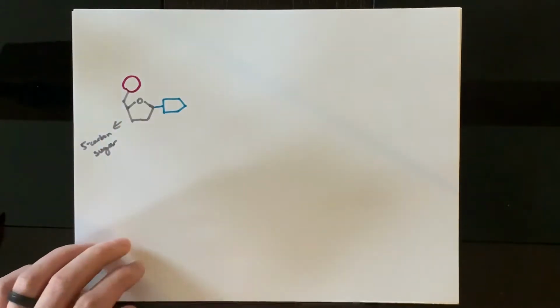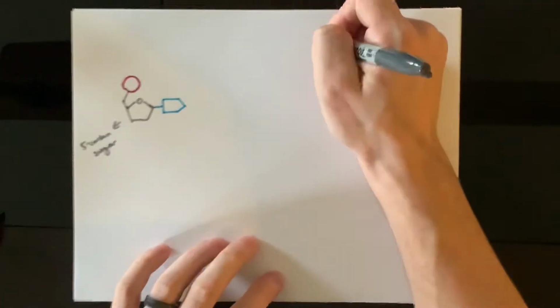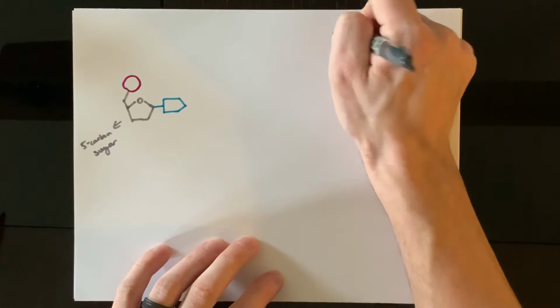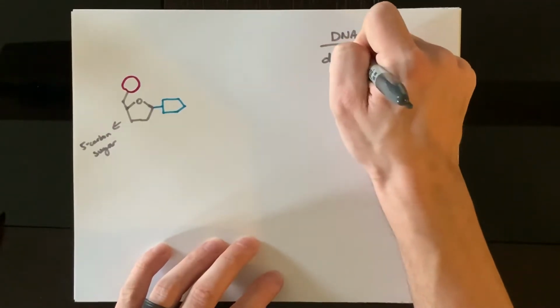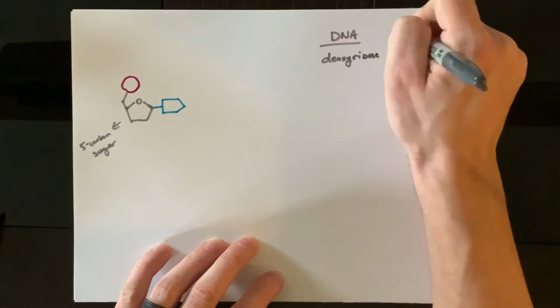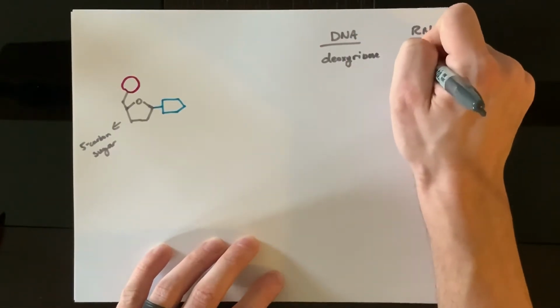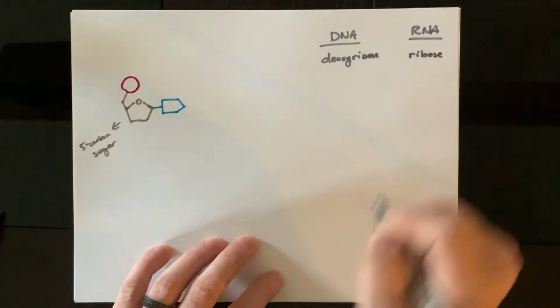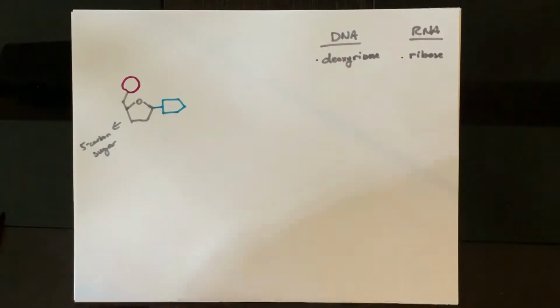Now for DNA, our 5-carbon sugar is going to be deoxyribose. Okay, so for DNA, it's deoxyribose. For RNA, that 5-carbon sugar is ribose instead. All right, so that's one difference between DNA and RNA.